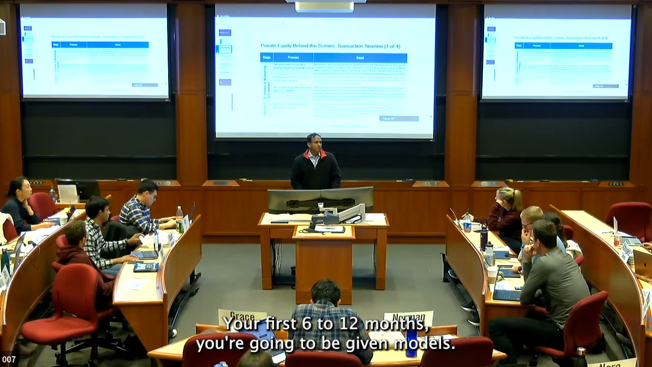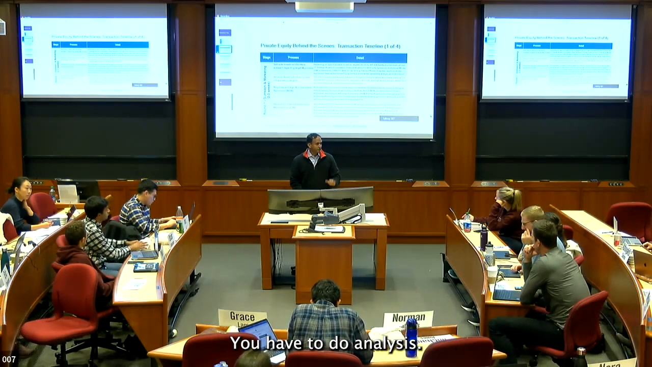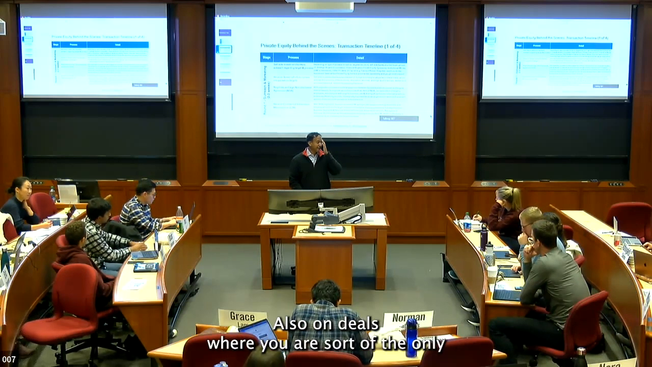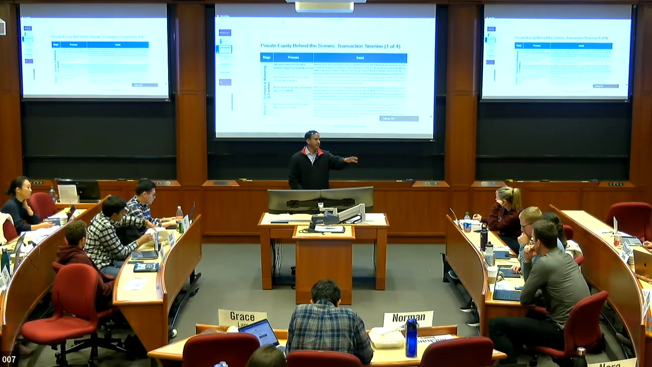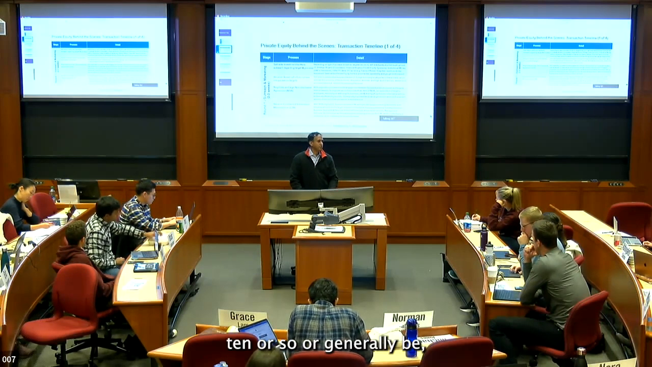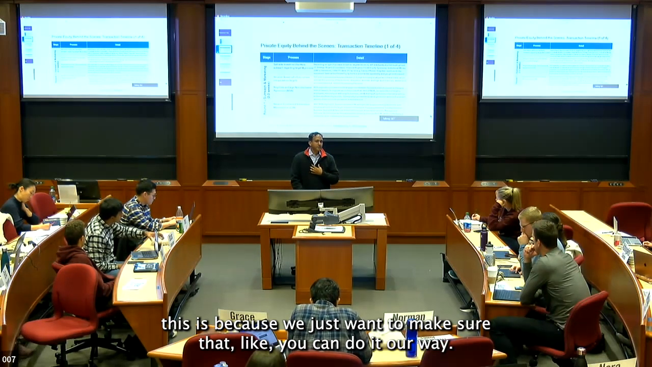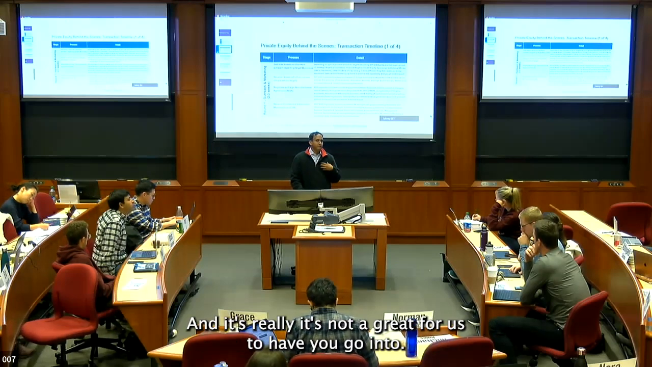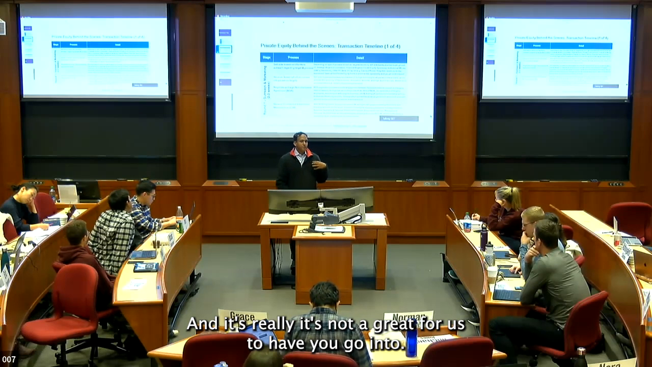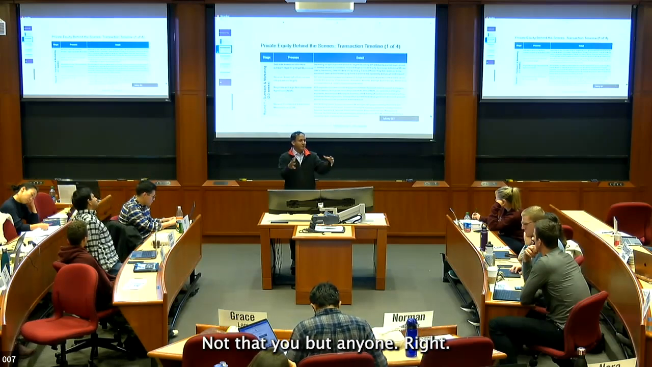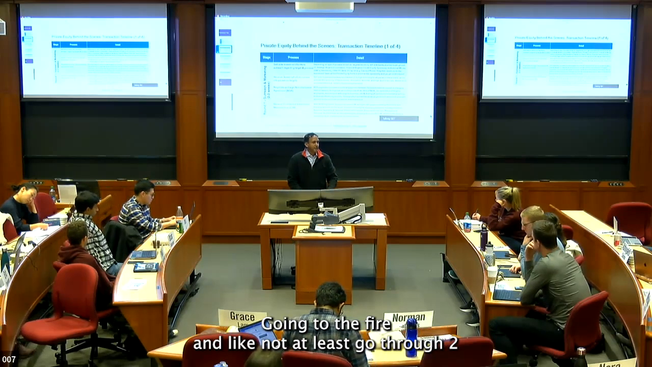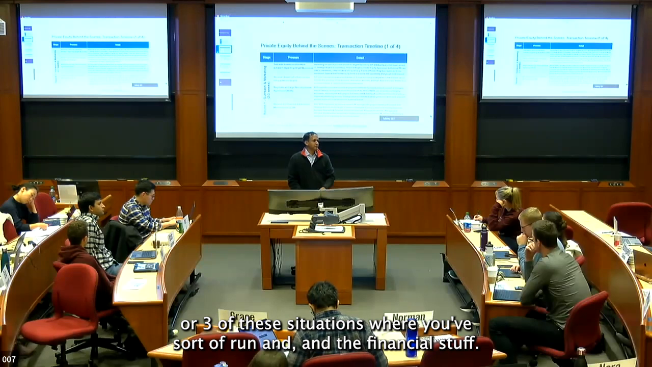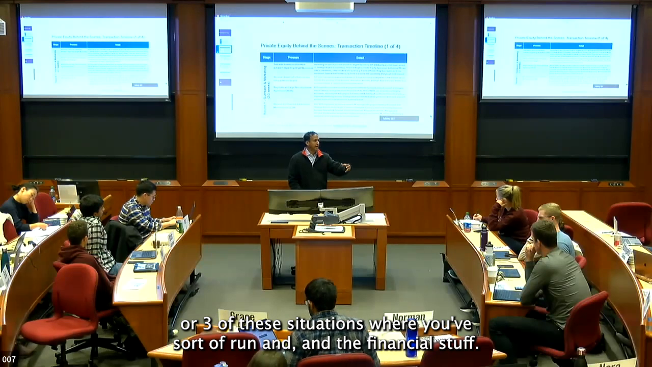Your first 6 to 12 months, you're going to be given models. You have to build models from scratch, even if they'll look down on you on deals where you are the only senior associate or junior VP. This is because we just want to make sure that you can do it our way, or in the way that we're looking for. And it's not great for us to have anyone go into the firm and not at least go through 2 or 3 of these situations where you've run the financial stuff end to end.